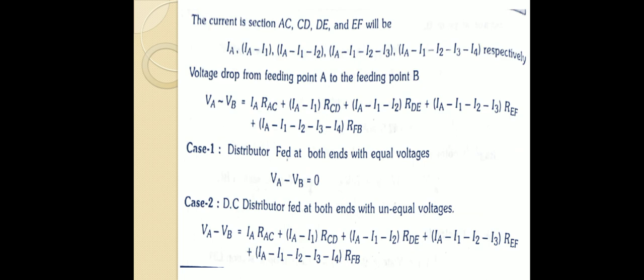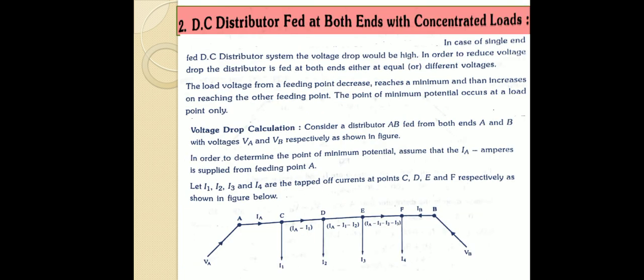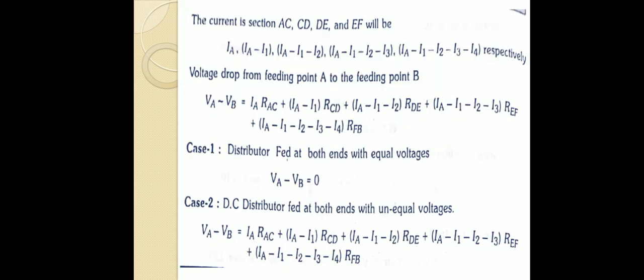So, the voltage drop from feeding point A to feeding point B: VA minus VB is equal to IA, the current in the section AC, into the resistance of the section AC, that is IA RAC, plus (IA minus I1) RCD, plus (IA minus I1 minus I2) RDE, plus (IA minus I1 minus I2 minus I3) REF, plus (IA minus I1 minus I2 minus I3 minus I4) into RFB.